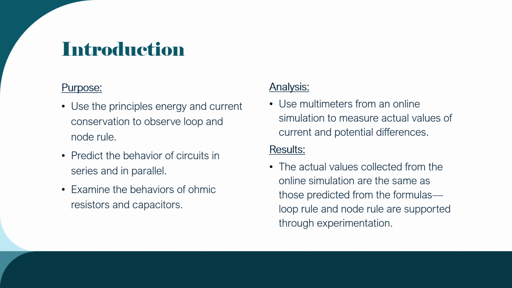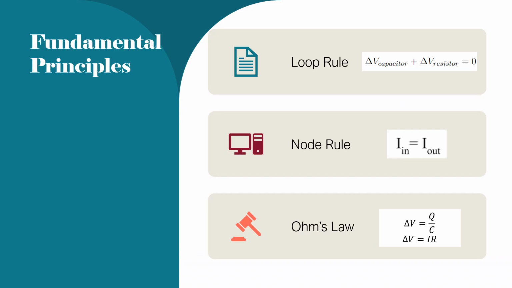We will use multimeters from an online simulation to measure actual values of current and potential differences. These actual values collected from the online simulation are the same as those predicted from the formulas. So the loop rule and node rule are supported through experimentation. These are the fundamental principles used in this lab.